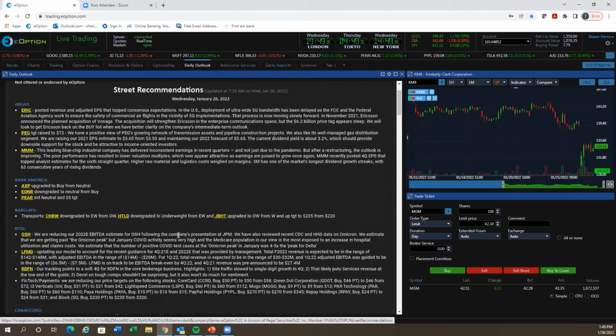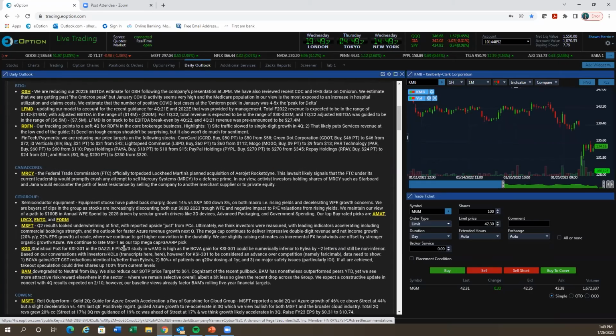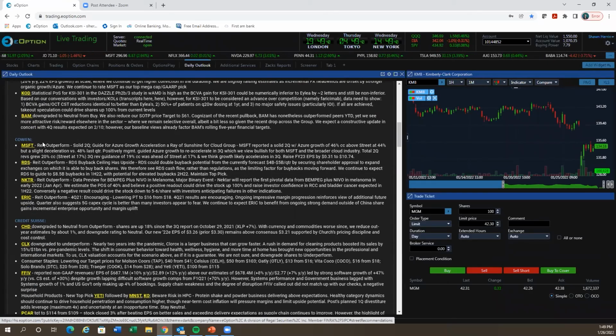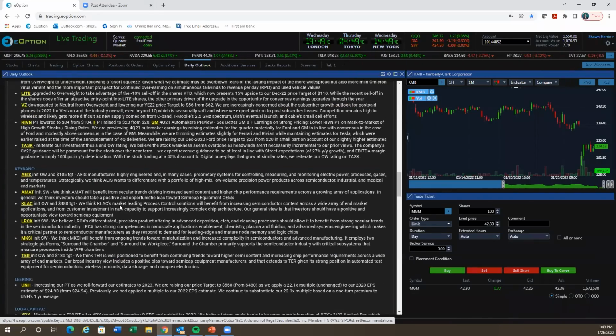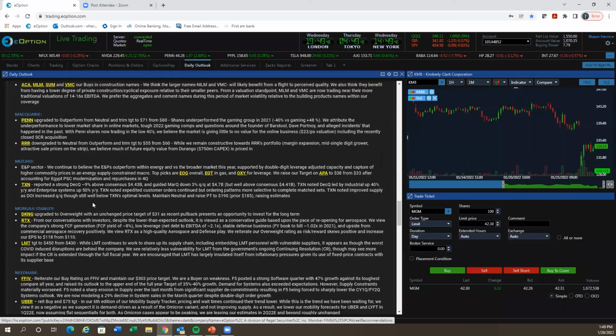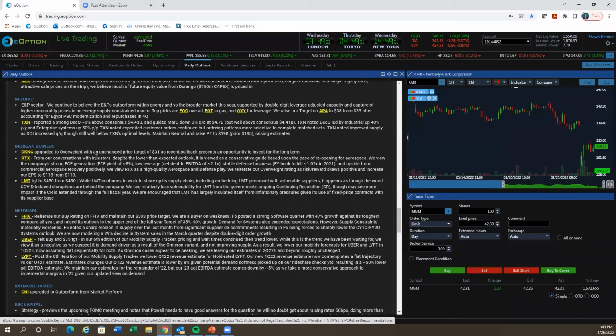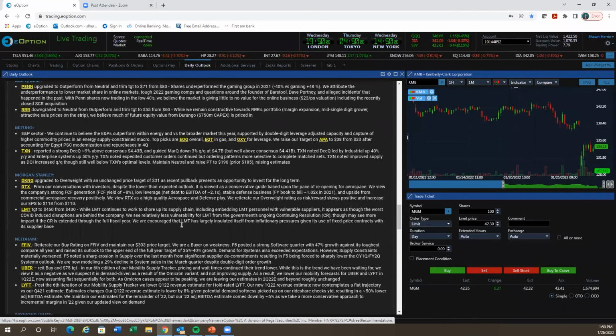So today you'll see a number of analyst comments on Microsoft. Cowen reiterates outperform. And going to what Teddy had mentioned earlier, DraftKings. I know I saw Morgan Stanley today came out with a DraftKings comment, upgraded to overweight with an unchanged price target of 31, as recent pullback presents an opportunity. So that stock has gotten some action today as a result of those comments.